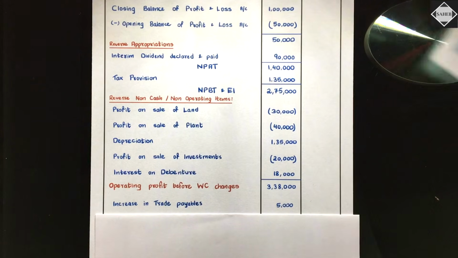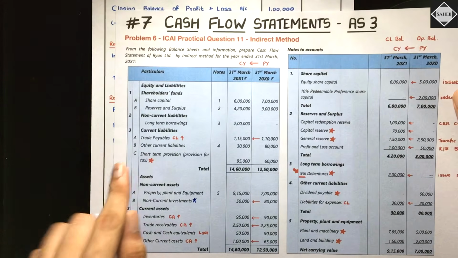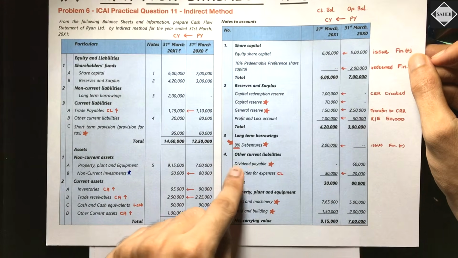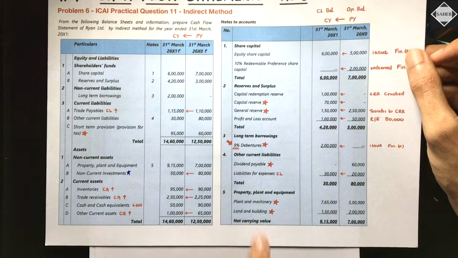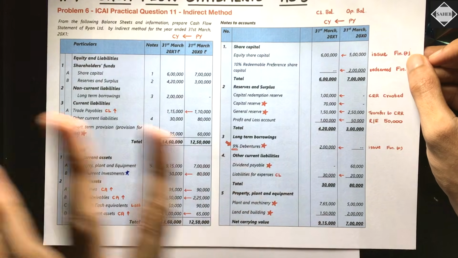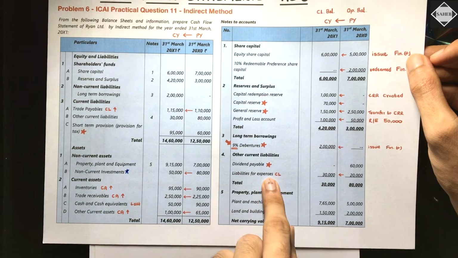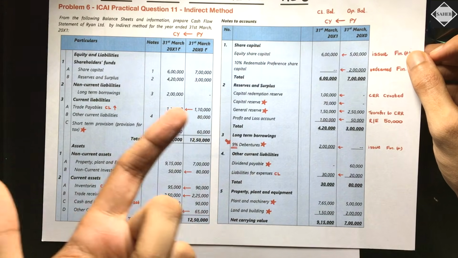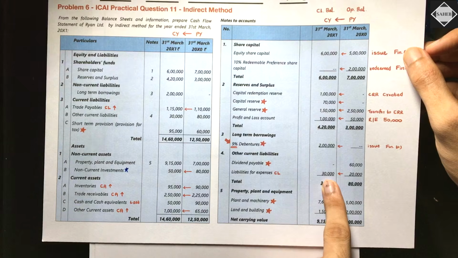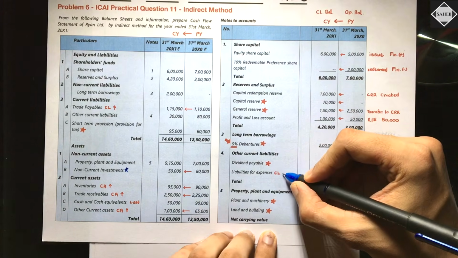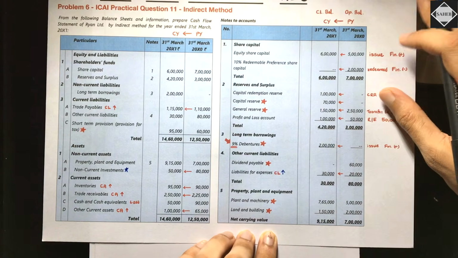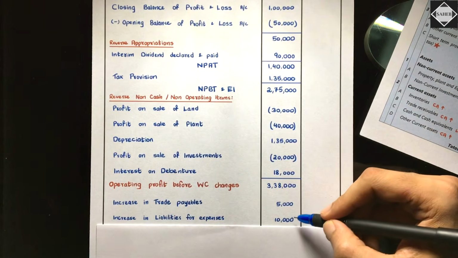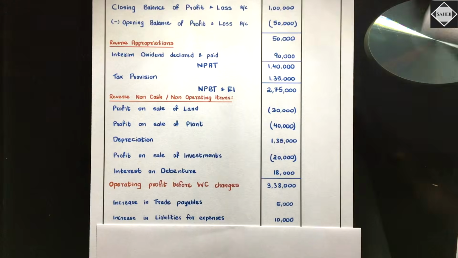And then next, do you have any more current liabilities? They are saying other current liabilities, note number 4. In note number 4, we have dividend payable. For that we have done separate treatment. It's not an operating current liability. Then liabilities for expenses, this we have assumed as an operating current liability because they are saying expenses, right? From 20 it has increased to 30,000. This current liability is also increasing, so we have to add 10,000. Increase in liabilities for expenses, 10,000 we have to add. So that's it, current liabilities are over.